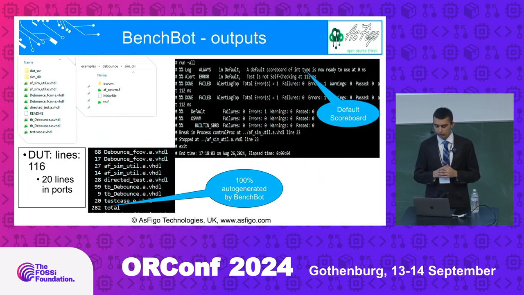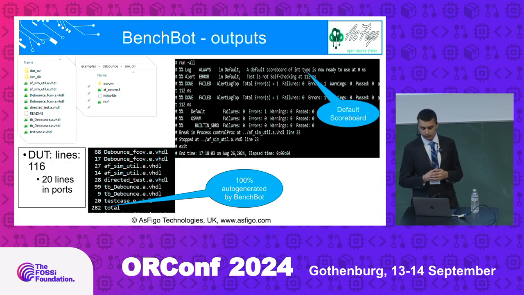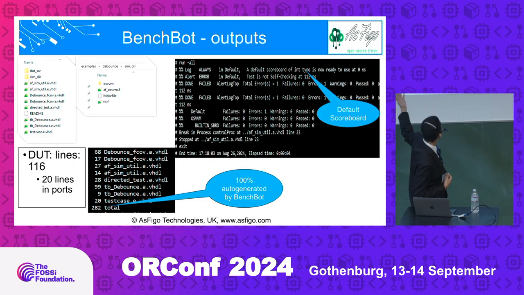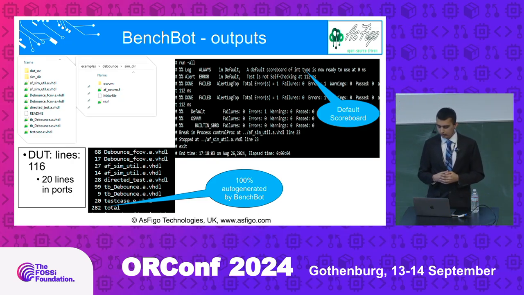Okay, so in this example, the debounce circuit is the DUT. And the DUT was coded in 160 lines of VHDL, and it has 20 lines in ports. And after feeding the YAML files as input, all these files were generated. All these files that you see over here were generated. And the files include the functional coverage files, the simulation utilities, directed test, and test bench templates.